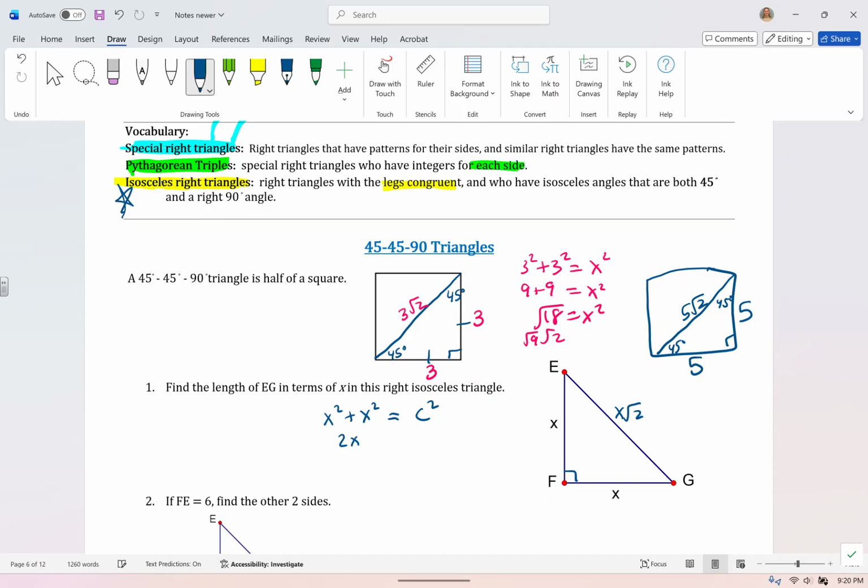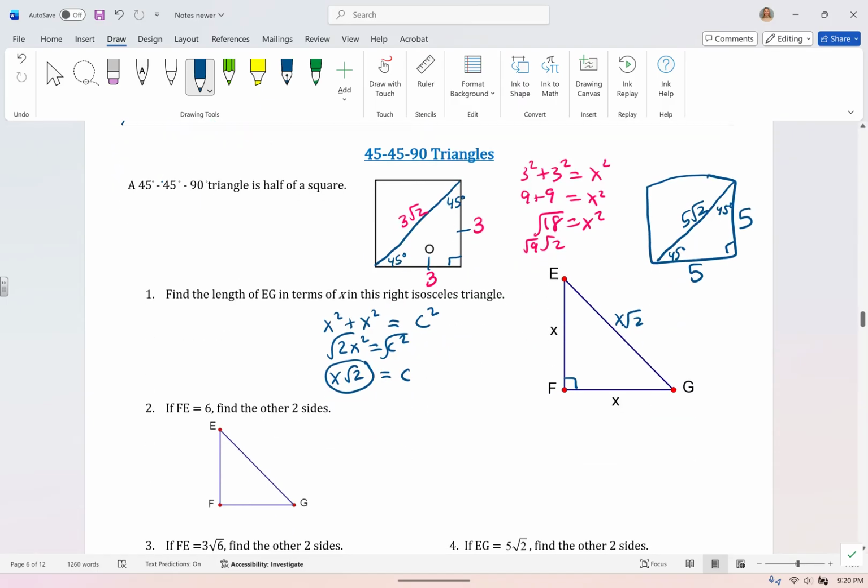That would be 2x squared equals c squared. And so if you want to just get the length of the hypotenuse, or c, the square root of x squared is x, the square root of 2 we don't know, so the hypotenuse would be equal to x root 2. So that's going to be the special relationship, okay? And the rule that we're going to talk about, here we're going to write the rule, okay?